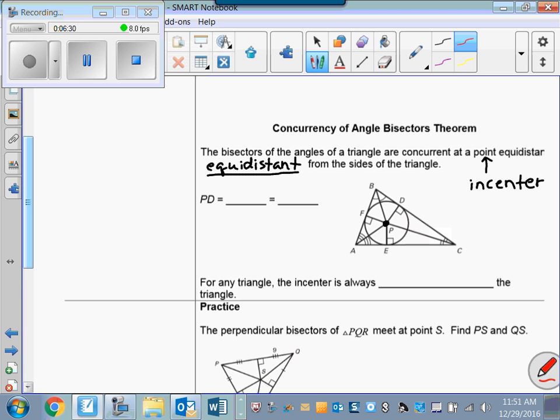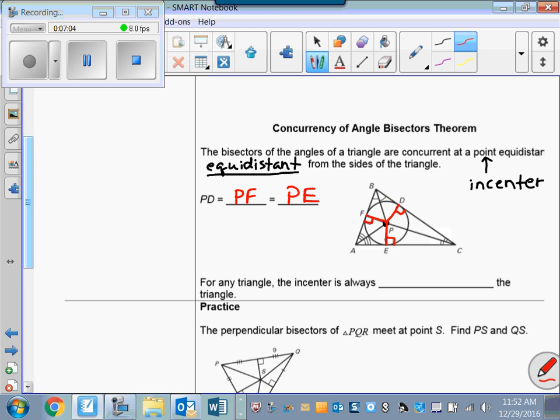So if we start at our incenter, draw a perpendicular to BA. All right, and we start at the incenter, draw a perpendicular to BC. From the incenter, perpendicular to that last side of the triangle, AC, then we know that all of those perpendicular lengths are the same. So PD equals PF, which is equal to PE.